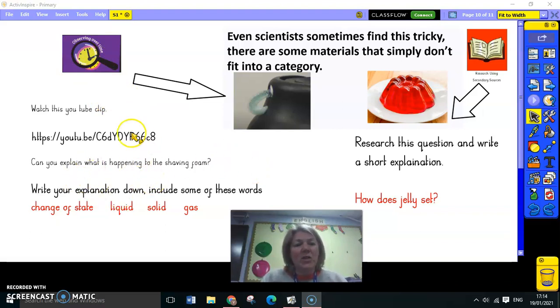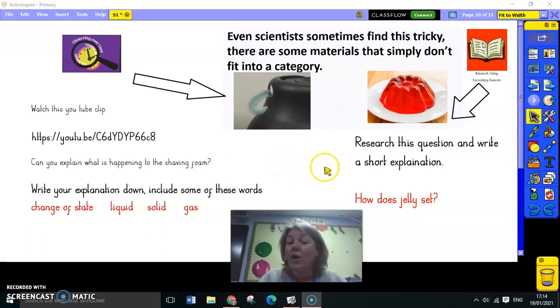And there's a little clip for you to watch, and you can access it here, but I'll put the links in the Google Drive. And you're going to watch the shaving foam. So it's a time-lapse video of some shaving foam, and I wonder if you can explain what's happening to the shaving foam as you watch the clip. You might write me a little explanation, a few sentences, including some of these scientific words that we are going to be using: change of state, liquid, solid, gas. You might need to use some of those words.